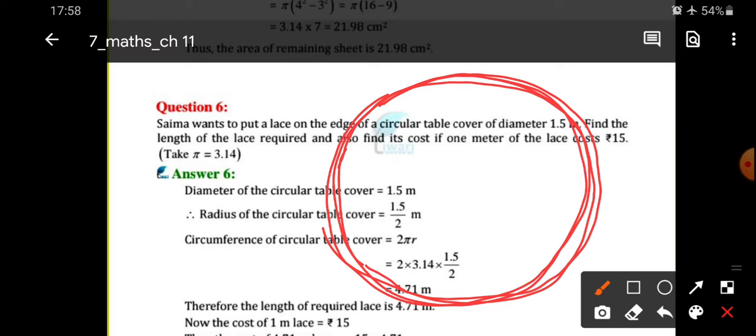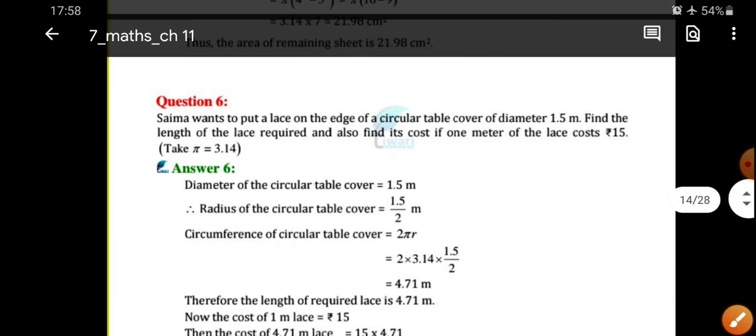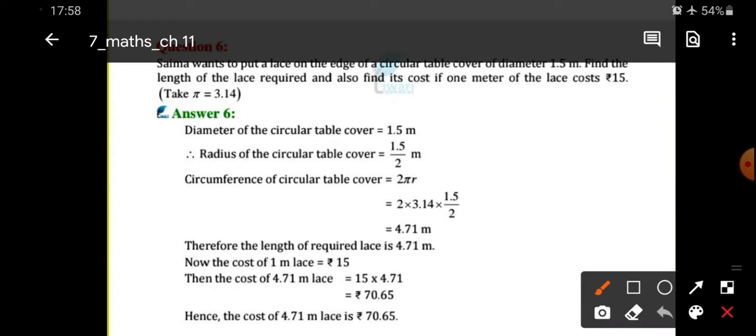So what will be your first answer? Circumference of the circular table cover. Now from this circumference you can find out the cost of this lace. Now diameter is given, you need to find out the radius. So half of the diameter. Then circumference of the circular table, that is 2 pi r. Put the values and solve it.